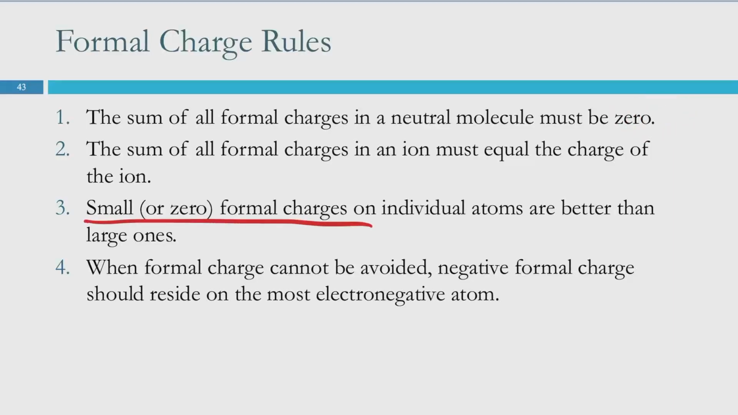Small formal charges are better than large ones. So 0 is the best. +1, -1 are fine. +2, -2 starting to get crazy. +3, -3 probably never going to happen. When formal charges cannot be avoided, negative formal charges should reside on the most electronegative atom.